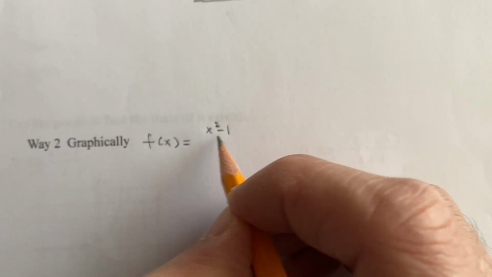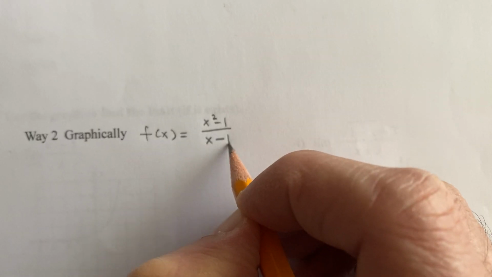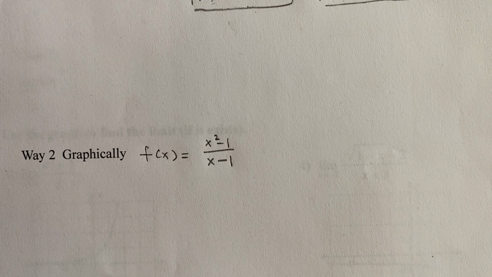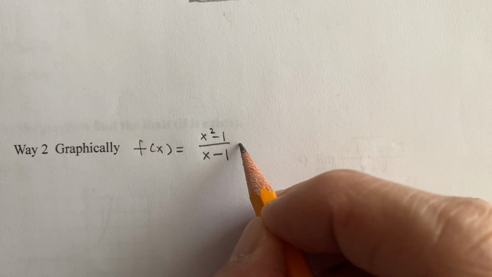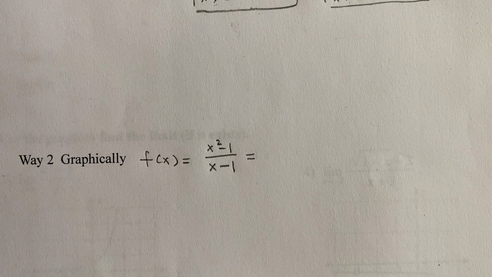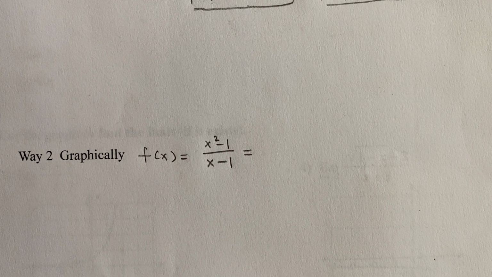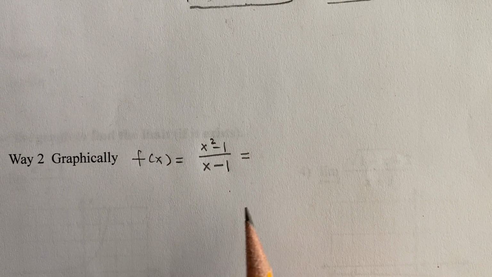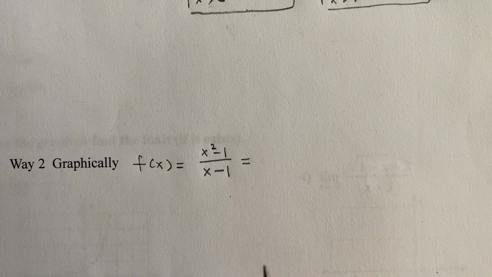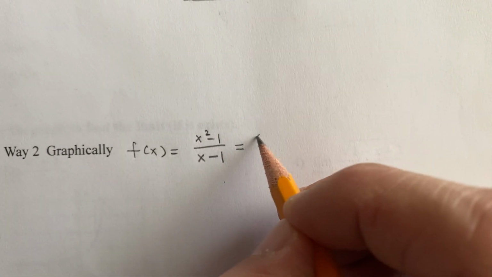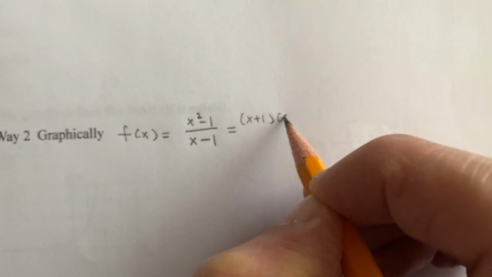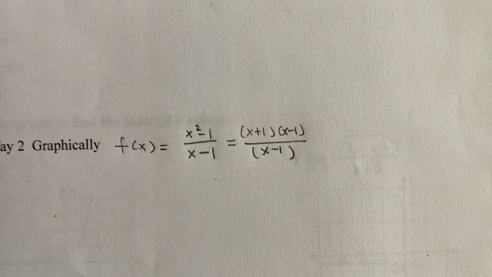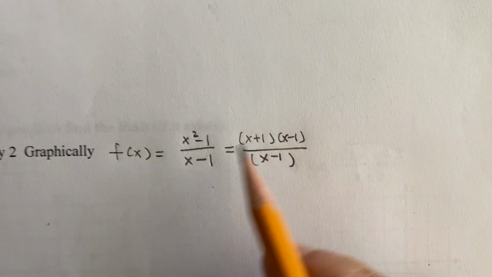Let's take a look at this graph: f of x is equal to x squared minus 1 over x minus 1. This graph is simple enough that you don't need a scientific or graphing calculator. This is basically a rational function, and the way you graph a rational function is to always simplify first, if possible.